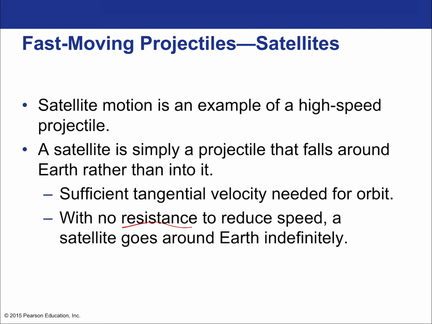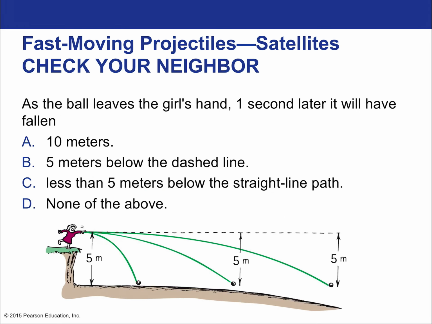And really kind of the minimum distance above the surface of Earth that a satellite can be at in order to be out of Earth's atmosphere is about 300 kilometers. So as long as an object is 300 kilometers above the surface of Earth, it is outside of the atmosphere and it can just fall indefinitely. Okay? So let's talk about what we mean by sufficient tangential velocity.